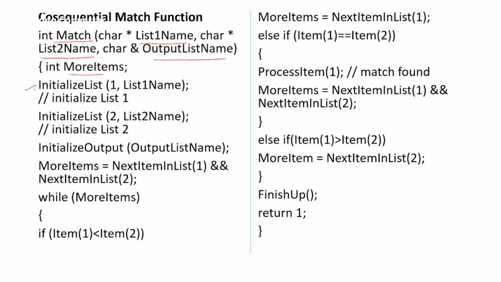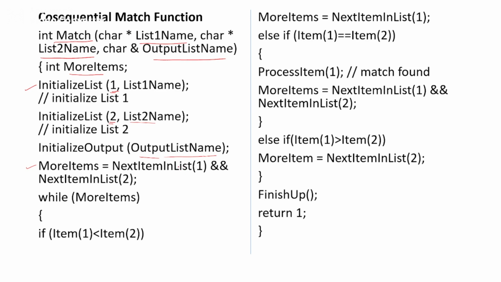Now I will call a function initialize list, which is going to initialize these values. For list 1 name I am going to initialize it as 1 and for list 2 name I am going to initialize it as 2. So this is name 1 and this is name 2. Then initialize output, I am going to initialize the output list name. Initially everything will be 0 in the output list name. Now what I am going to do is more item is equal to next item in list 1 and the next item in list 2.